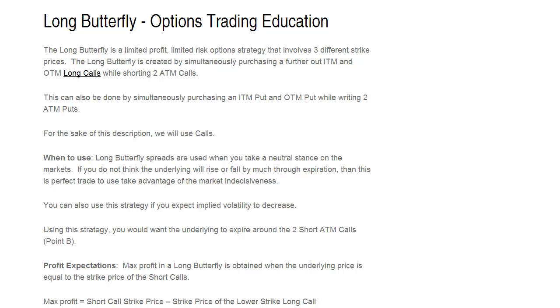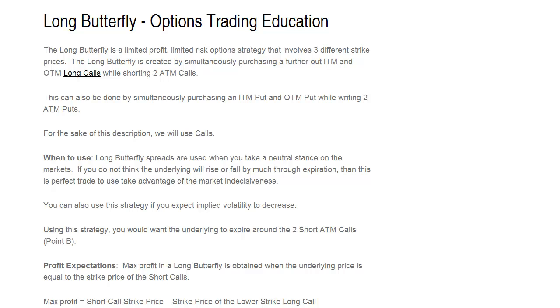Today we're going to be talking a little bit about the long butterfly option strategy. Over the years this has been one of my favorites. Typically I use the unbalanced butterfly style or a broken wing, but first we're going to talk a little bit about your basic at the money long butterfly.